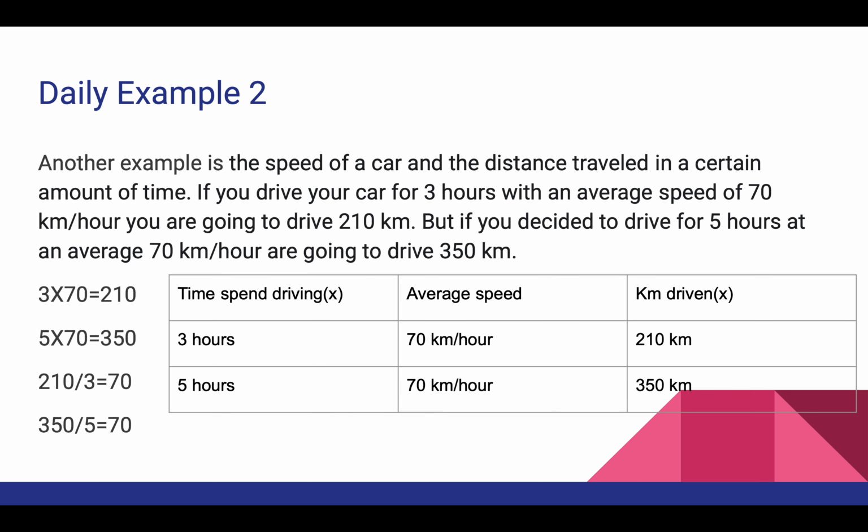Example 2. Another example is the speed of a car and the distance traveled in a certain amount of time. If you drive your car for 3 hours with an average speed of 70 km per hour, you are going to drive 210 km. But if you drive for 5 hours at an average speed of 70 km per hour, you are going to drive 350 km. As usual, we can find the constant by dividing y by x, which is 70.